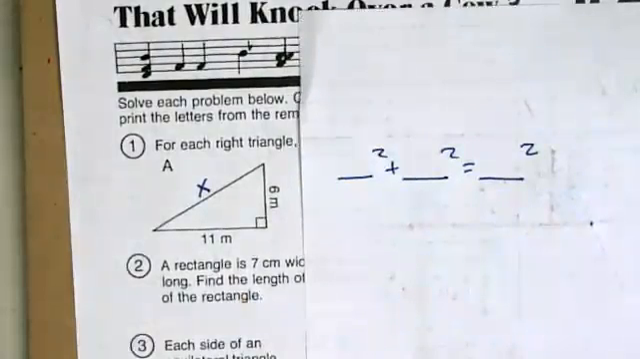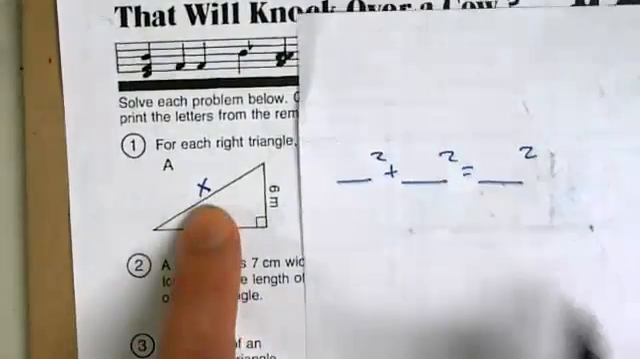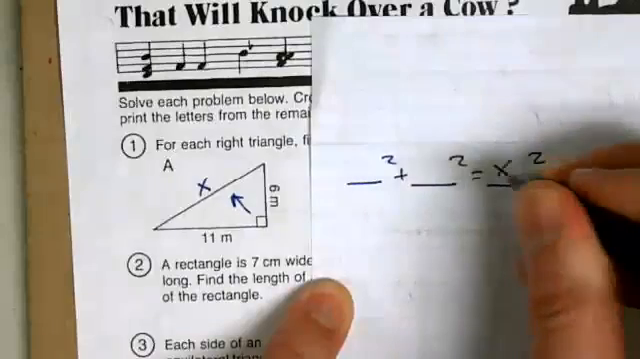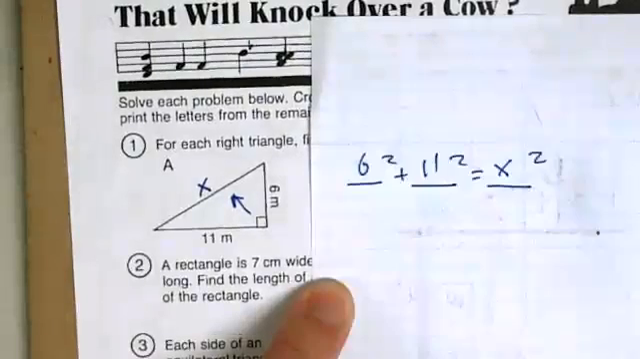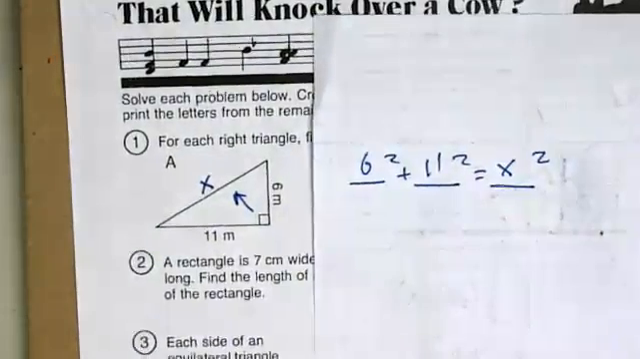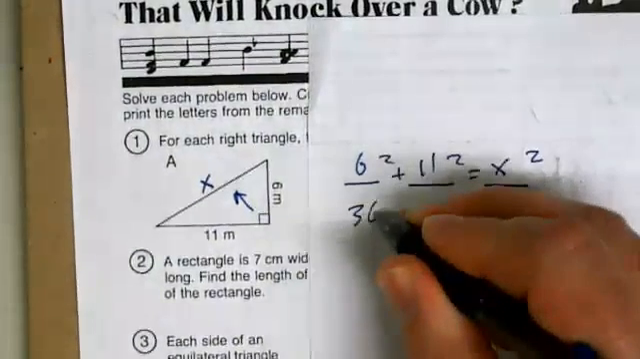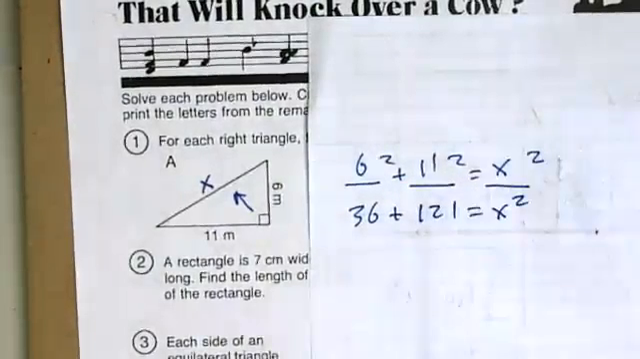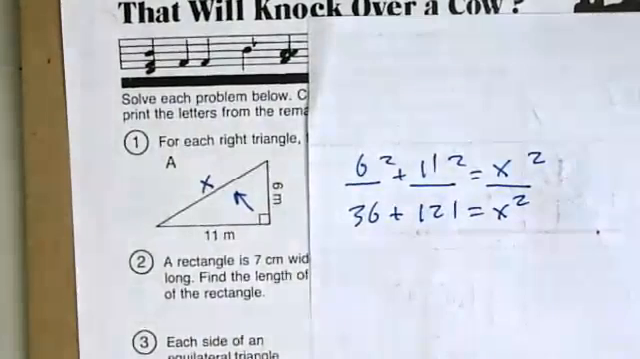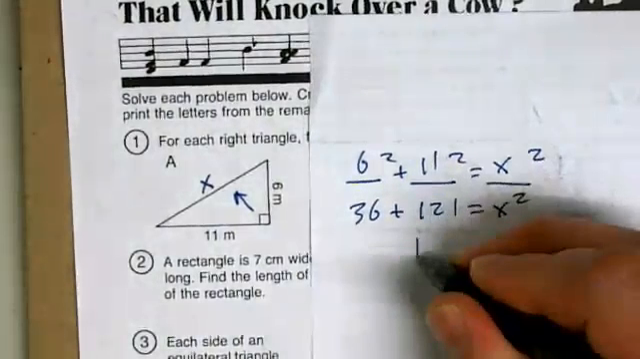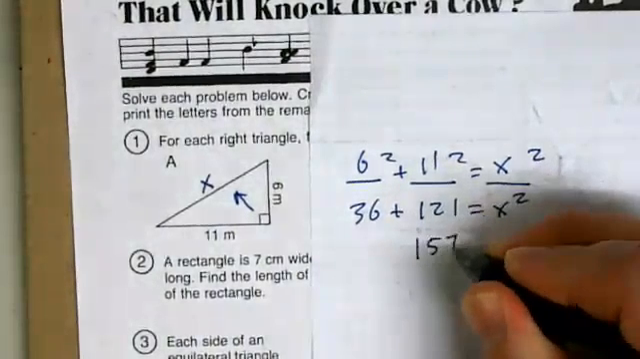And let's see, where am I going to need to get? I need to get the right thing in this spot. That's got to be the X because that's the hypotenuse. So X goes there and 6 and 11 go there. 6 squared is 36. 11 squared is 121. 36 plus 121 is 157.